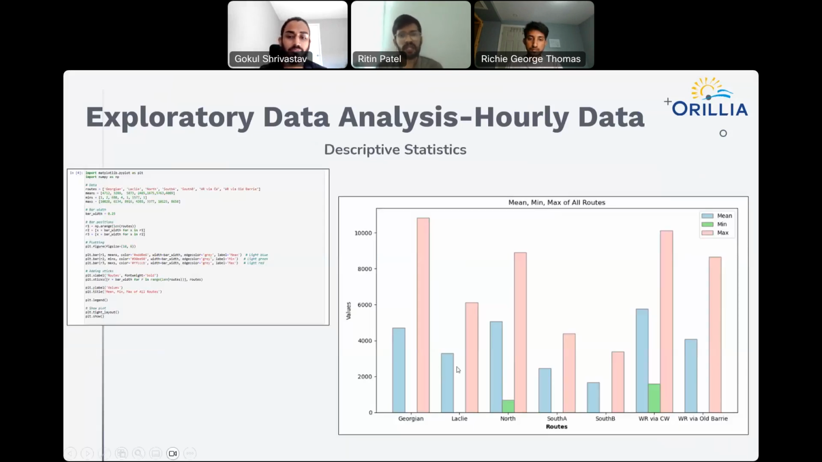Then we have converted it into a graph to visualize it easily. This is the code for visualization, and as you can see, maximum values are higher for Georgian and Westridge via Cold Water routes, and the blue is the mean people count, which is higher for Westridge via Cold Water, Georgian and North route. If you see South B, everything is minimum for South B, mean people count, maximum people count. So South B is being used less.